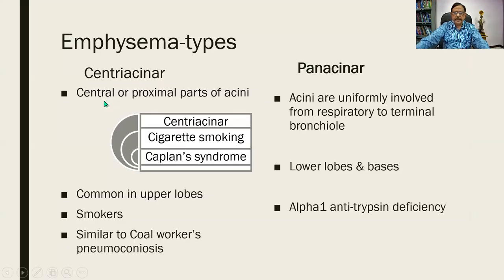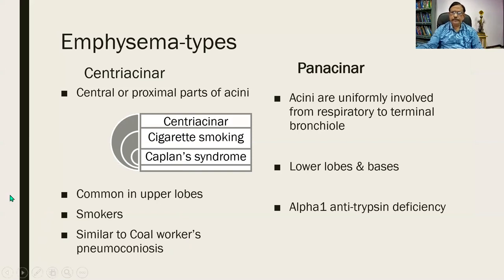Centriacinar, as the name implies, affects the proximal or central parts of the acini. The surrounding region is normal. It commonly occurs in the upper lobes, is associated with smoking, and occurs in coal workers' pneumoconiosis. Pneumoconiosis is an occupational disease. So there are 3 C's that I want to emphasize: centriacinar, cigarette smoking, and Caplan syndrome. Caplan syndrome means there is pneumoconiosis along with rheumatoid arthritis. This is an important MCQ for you people, please remember.